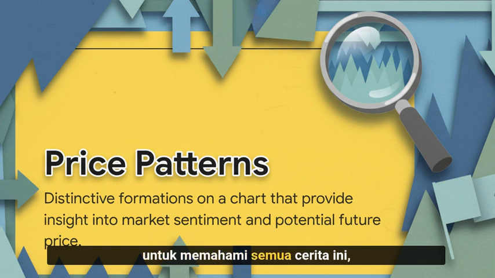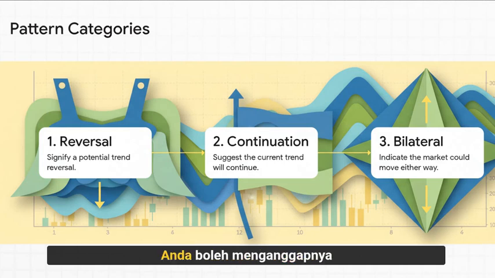Now, to make sense of all these stories, we're going to break them down into three main categories. You can think of them as the U-turn, the pit stop, and the crossroads. Simple, right? This is going to be our roadmap for today.